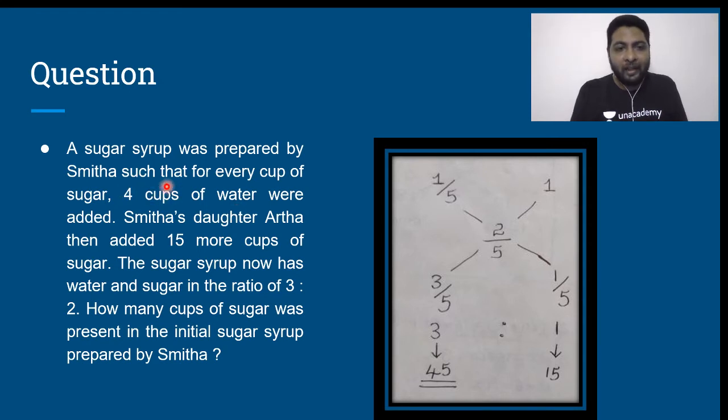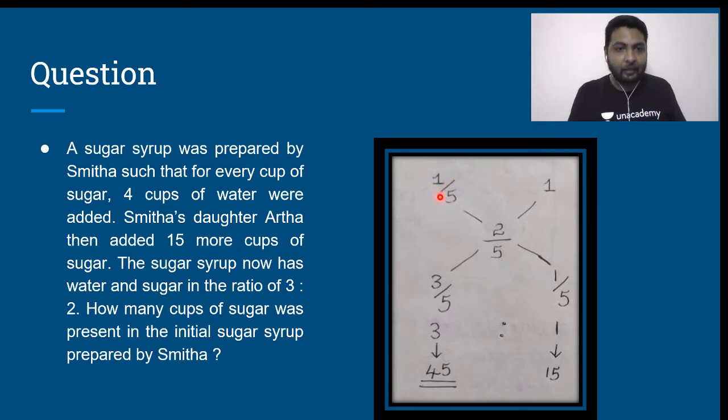In the initial sugar syrup prepared by Smita, for every cup of sugar, 4 cups of water were added. So sugar to water was in the ratio of 1:4. That is, for 1 part of sugar, there were 4 parts of water. That means 1/5 of the entire total is sugar. 1/5 is the sugar. Is that clear?